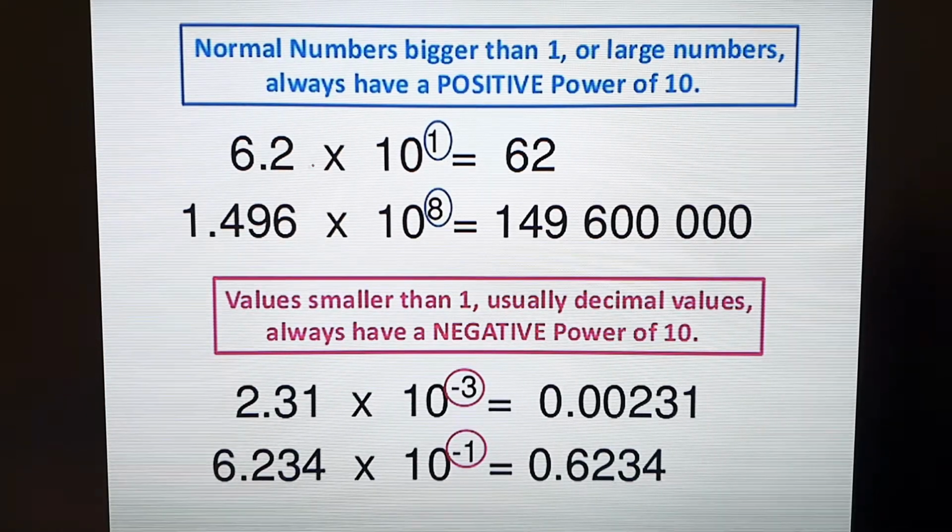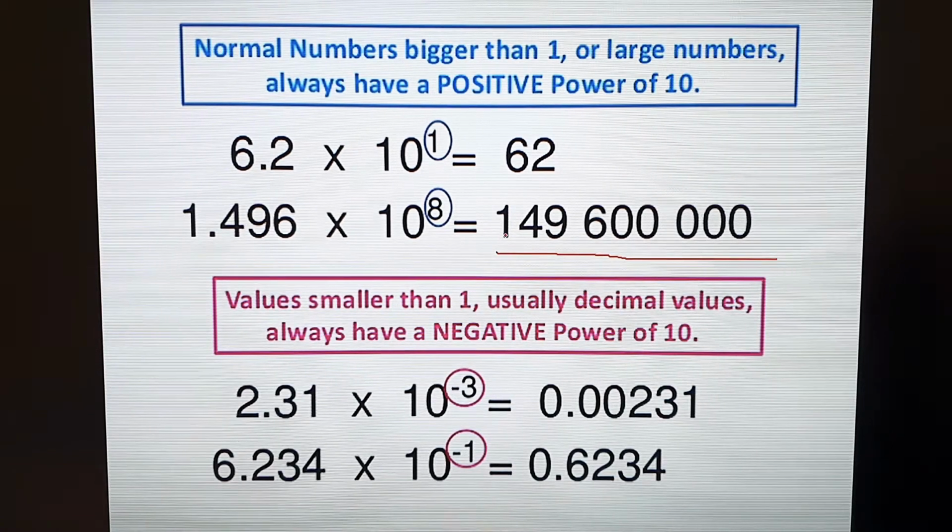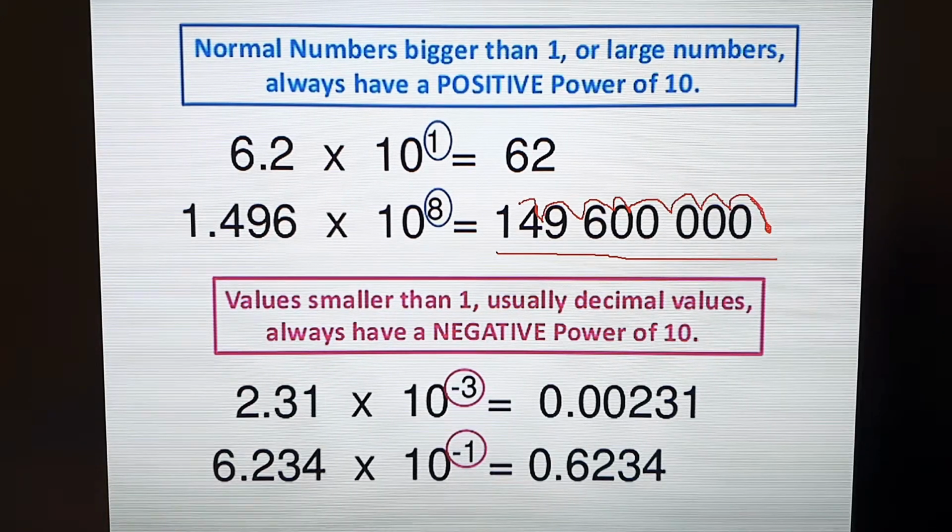So numbers such as this really, really big number here, we've got 149,600,000. So it's quite a big number. We could write it by moving the decimal. The decimal will be at the end of the number here. We move it until we get to a number between 1 and 10, less than 10. So here we've got 14.9, that's no good. We jump it once more to get 1.496.